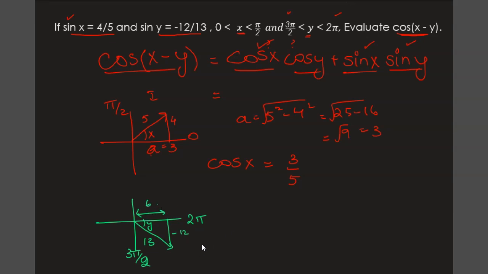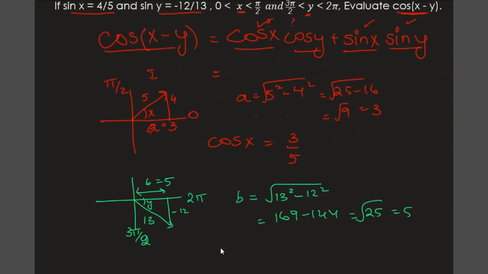I need to again find this value. Let me call this value b. So b is equal to the square root of 13 squared minus 12 squared. This gives us 169 minus 144, which gives the square root of 25, which is 5. So this b value is 5. I can use this to find my cosine y. Cosine y is adjacent over hypotenuse, because the fourth quadrant is where cos is positive, so we put a positive sign, and moreover we can see that the x-axis is a positive x-axis. Now we have the value of cos y as well.